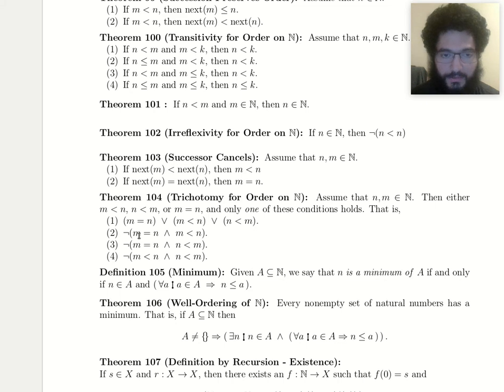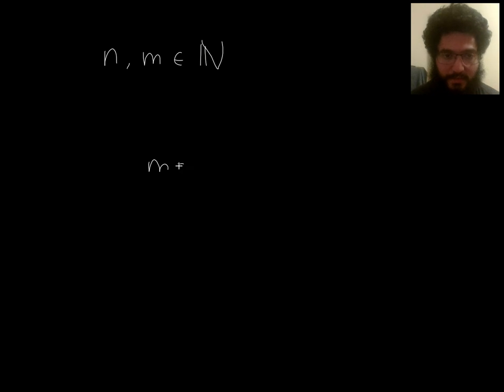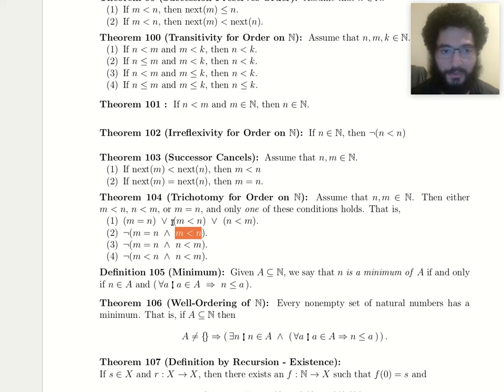So part 2, suppose for the sake of contradiction that you do have m equals n and m less than n. And these are natural numbers. Where's the contradiction? This is kind of fun. You might want to pause and try it. And remember that you can use anything that comes before up here.